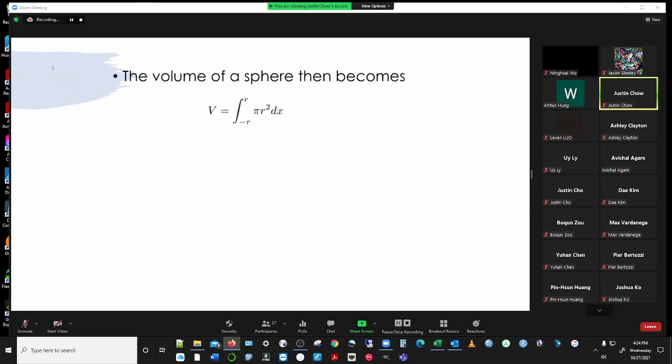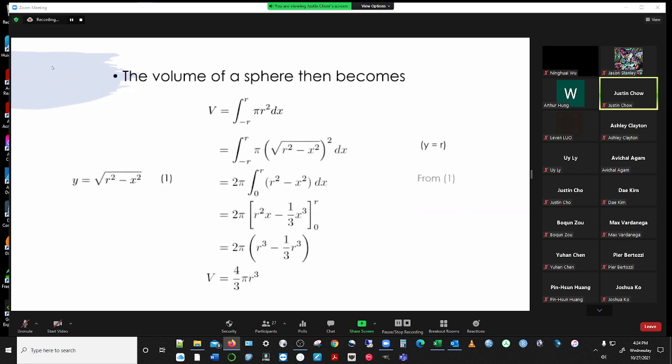We then substitute the radius for y, substitute the equation for a semicircle, and integrate from negative r to positive r to find that the volume of a sphere is equal to 4 over 3 pi r cubed.